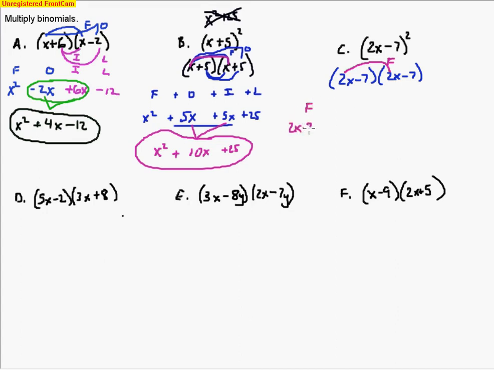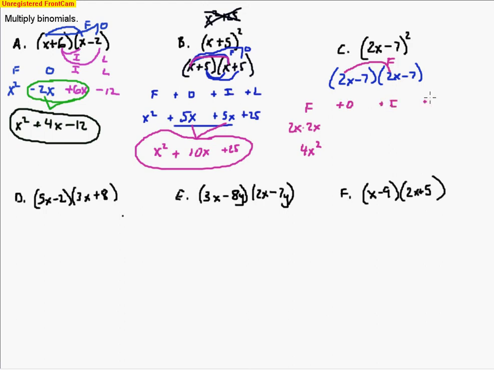A lot of people do this. They write 4x. What's wrong with that? Well, 2 times 2 is 4, but x times x, remember, that makes x squared. So don't make that mistake. Make sure you have 4x squared here. If you don't, you'll end up adding it to the outside and inside terms if they have the same variable raised to the same power.